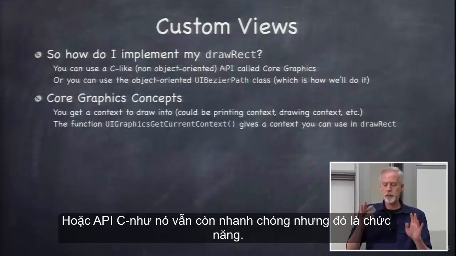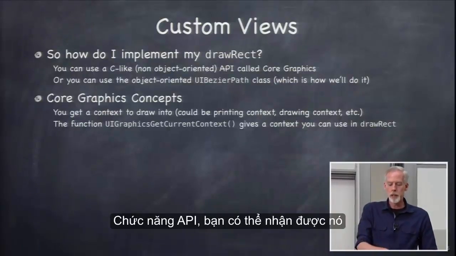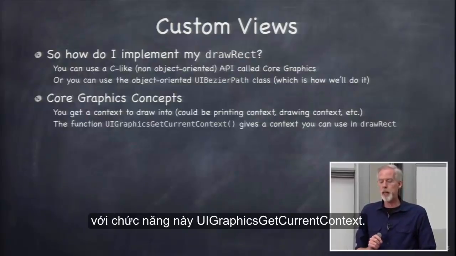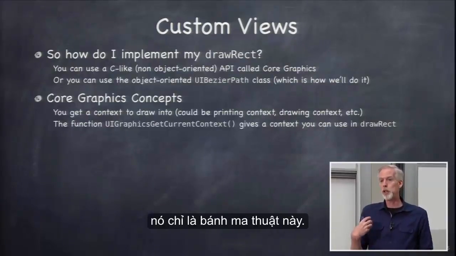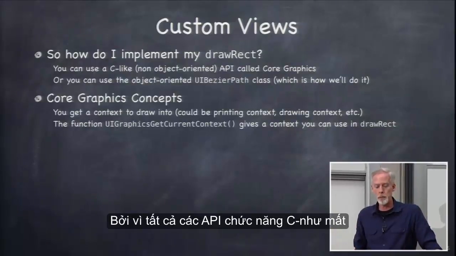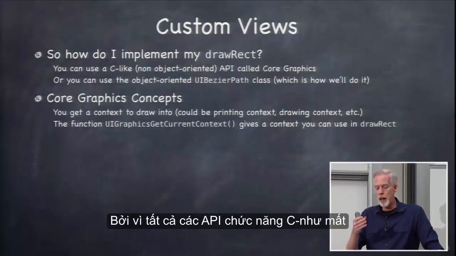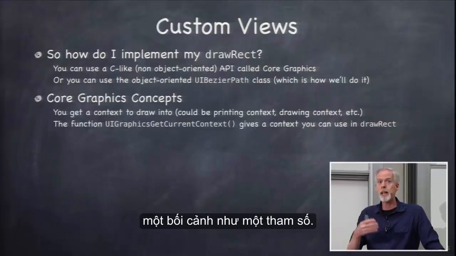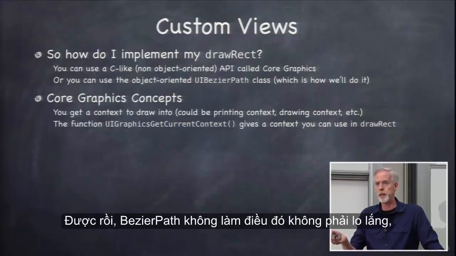It's still Swift, but it's a functional API. You can get it with the function UIGraphicsGetCurrentContext, and it'll return this cookie. It's just a magic cookie. You don't know what it is, but it is the context of drawing, because all of the C-like functional API take a context as an argument. Okay? The Bezier path doesn't do that, no worries.